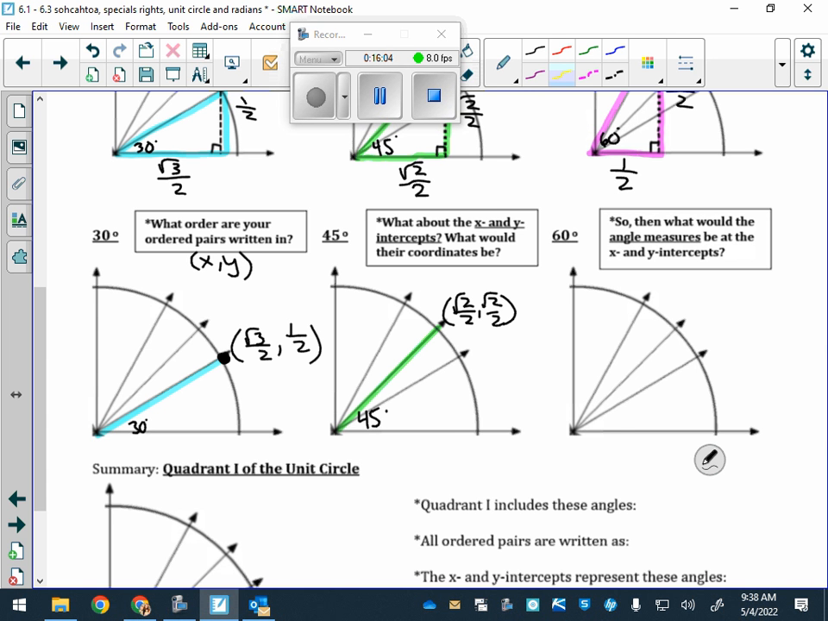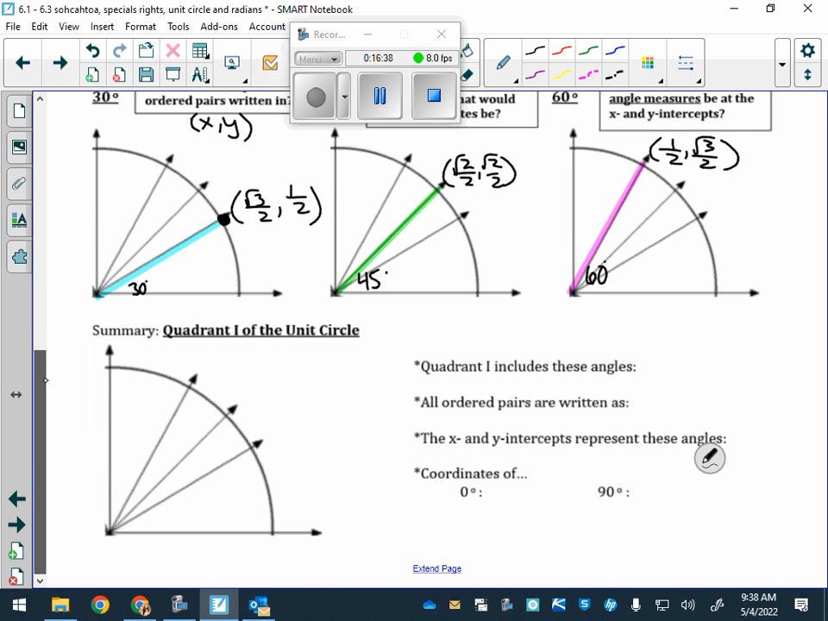Okay. We're going to do the same thing for the third one. Okay, for 60 degrees, what would that coordinate be? Liv. Excellent. Okay, so this is what it looks like individually. We have our 30, then 45, then 60. So now we're going to combine them into one picture.